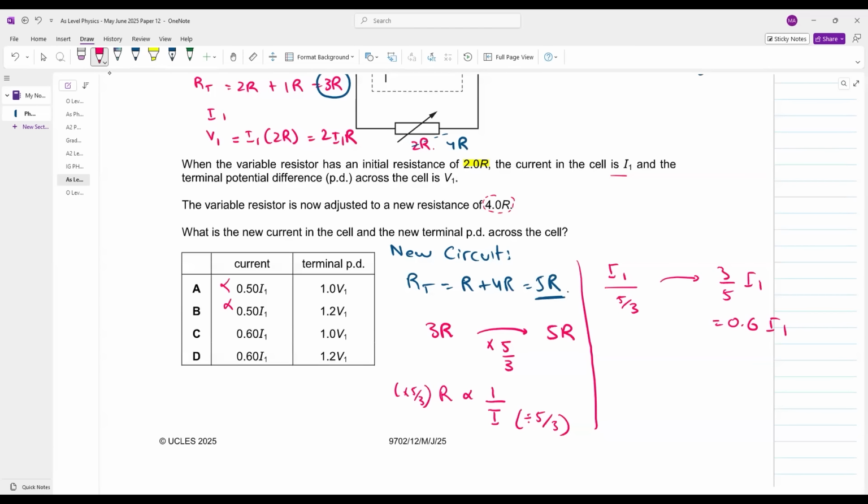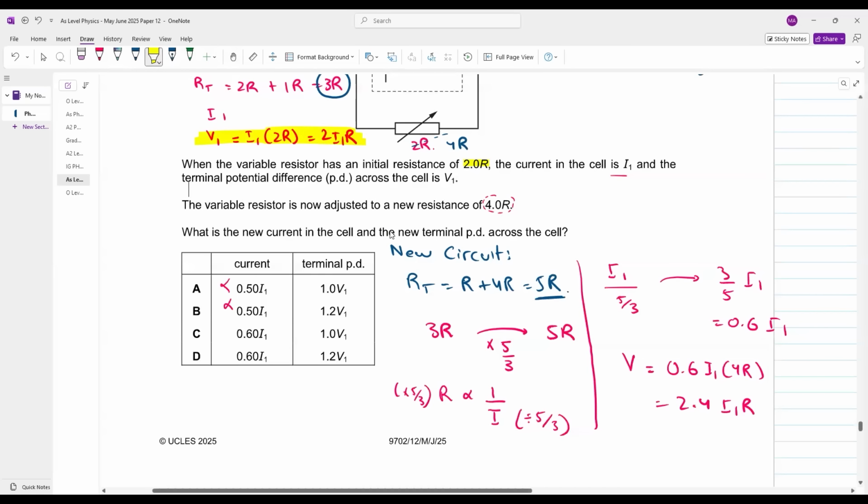Now, can you calculate the new terminal potential difference? This is equal to what? Current has become 0.6 I1. Resistance is 4R. This comes out to be 2.4 I1 R. Initially, what was your voltage? 2 I1R. Now it is 2.4 I1R.